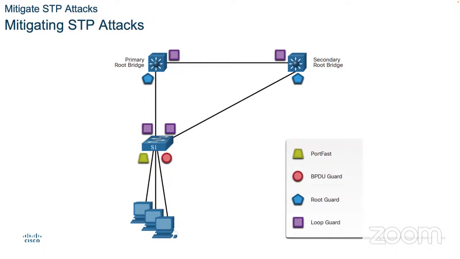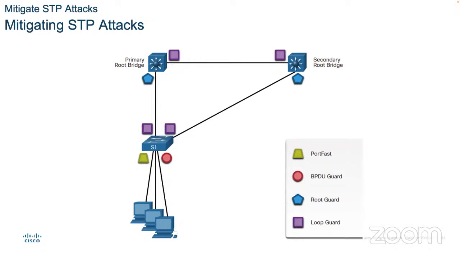PortFast can be enabled on an interface using the spanning-tree portfast interface configuration command. You can do the show running-config to see when it's enabled. BPDU guard can be enabled on a port just by using BPDU guard enable. You should always enable BPDU guard on all PortFast enabled ports.